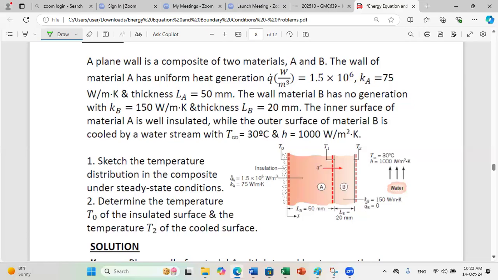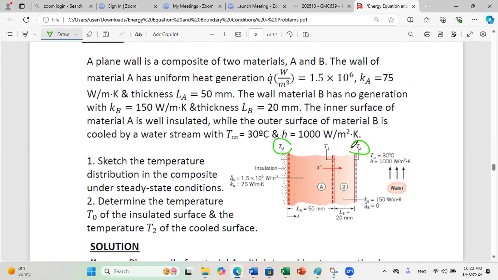Okay, so please keep in mind to differentiate between whenever you have several layers, you need to solve for the equation in each layer separately. Okay, and here you have not only different conductivity, but also different conditions. In material A, you have generation of heat, while in material B, you have pure conduction. Okay, and you want to solve for your extreme temperatures, T0 and T2.